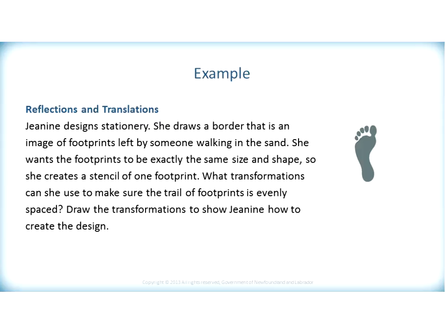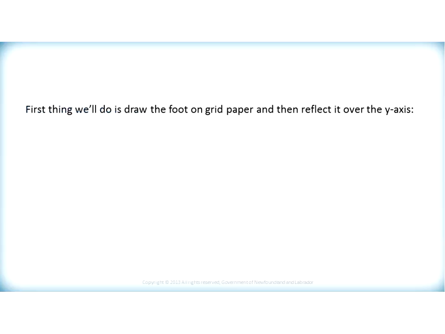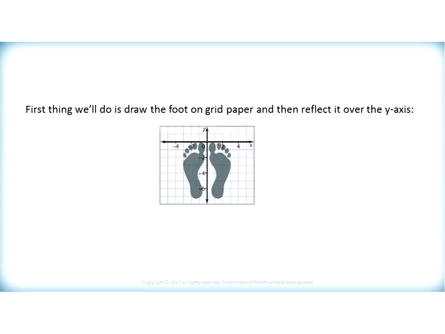Okay, so we have one image or one footprint, an original footprint. So we're going to draw that foot on grid paper, and then we're going to reflect it over the y-axis. So here is my original foot right here, and I'm reflecting over the y-axis. So this is my line of reflection right here. And you'll see that my big toe is right up to the axis right here, and it's right up to the axis right here. And they're equidistant.